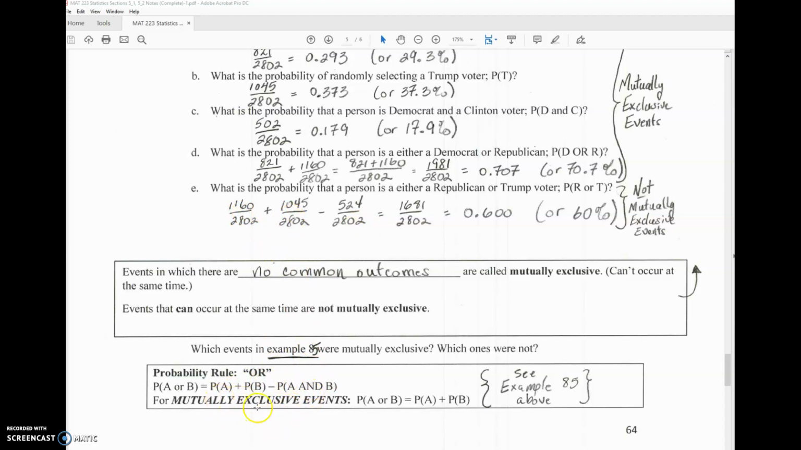Now, if it's mutually exclusive, like the events in part D, where I had an A or B, there is no intersection of Democrat and Republican, so I don't have to subtract anything out. For a mutually exclusive event, the probability of A or B is just the probability of A plus the probability of B. But if A and B have something in common, I have to subtract out the probability of A and B.